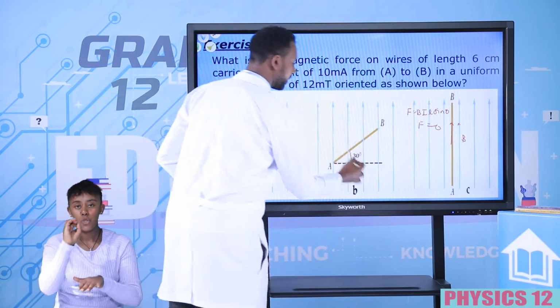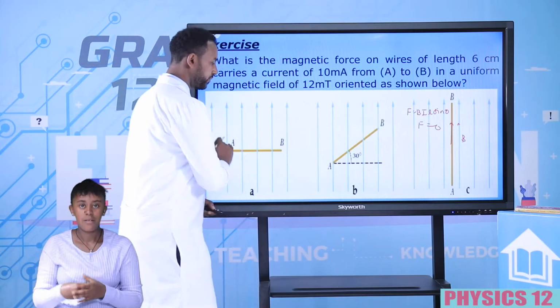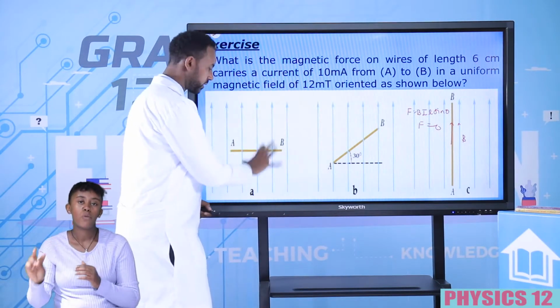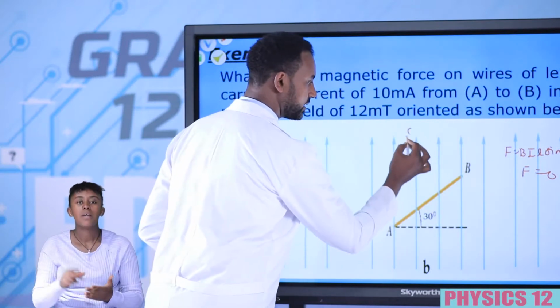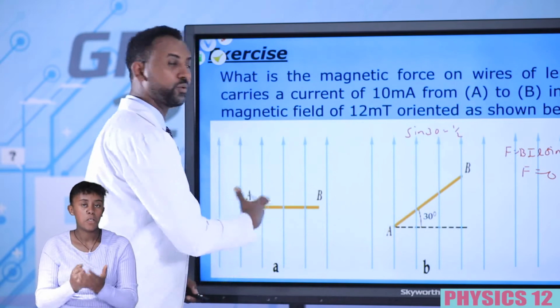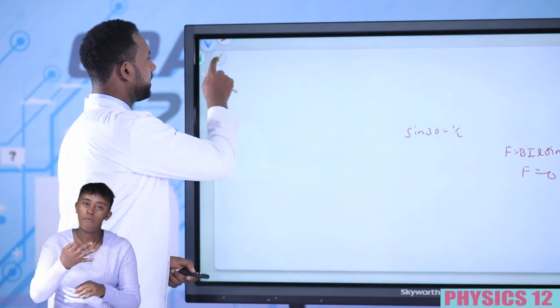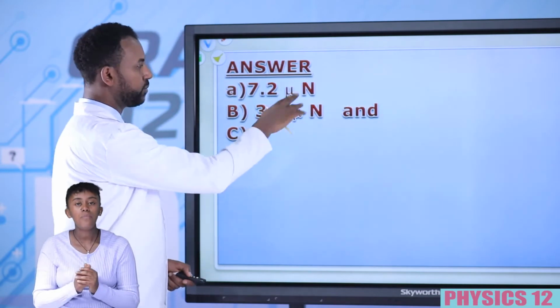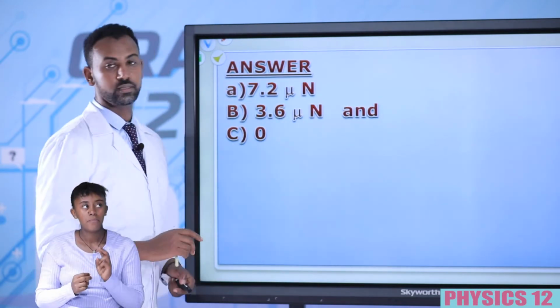But here we have sine 30 degrees, and it gives us half of 7.2. We have already determined the maximum force, and sine 30 is half. Therefore, it's possible to have half of the magnetic force. Therefore, the answers are 7.2 micronewton, 3.6 micronewton, and at last, 0.